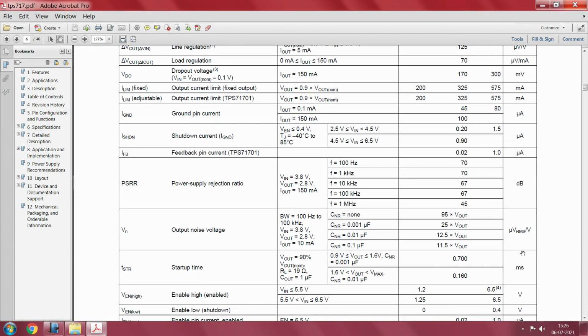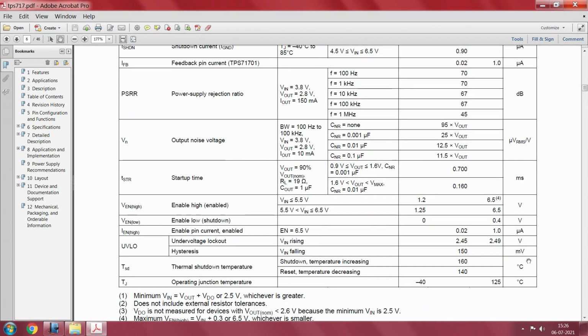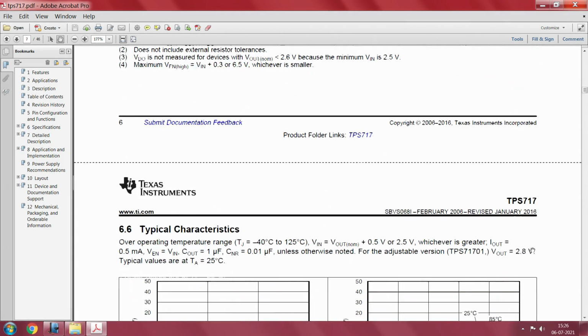Then there is output noise voltage, then there is startup time, a certain amount of time for the system to come up. Then there is the under voltage brownout condition. For some reason the input goes very low, you do not want the output to give you any garbage, so you can just shut off the LDO, which is essentially the UVLO, and that can be used. I mentioned the operating junction temperature, which is out there already.